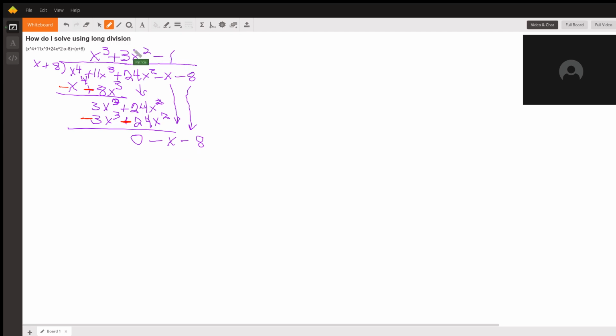Distribute that, you get negative 1 times x is a negative x, and a negative 1 times 8 gives you a negative 8. When we change our signs, they now both become positives. And when we combine those terms, we now get a 0. So the solution to this problem is x cubed plus 3x squared minus 1.